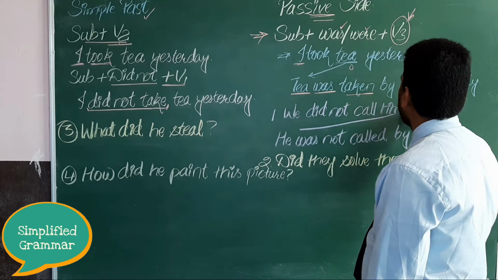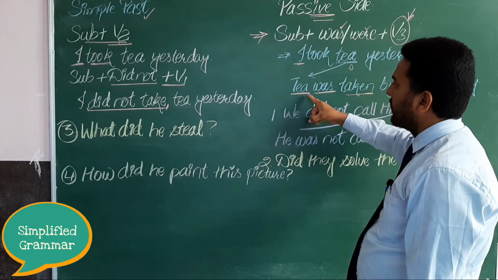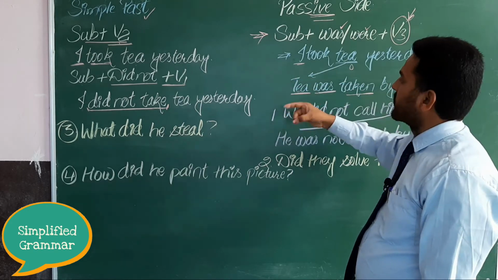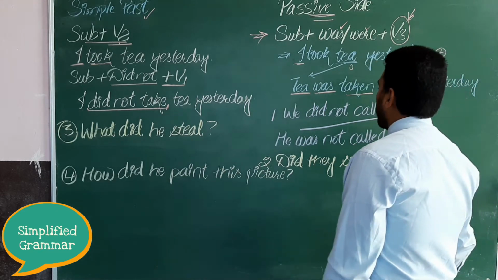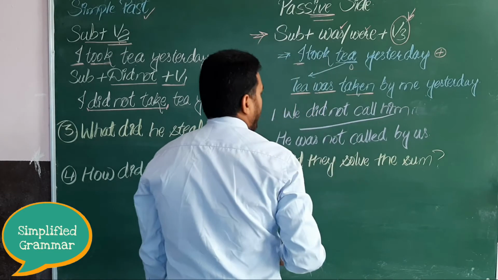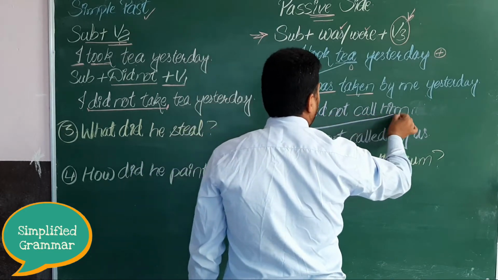You have to remember that in the passive form we do something to the subject. मतलब subject को हम कुछ करते हैं या फिर subject के ऊपर कुछ काम किया जाता है. Okay. Now the next one is, see, we did not call him.